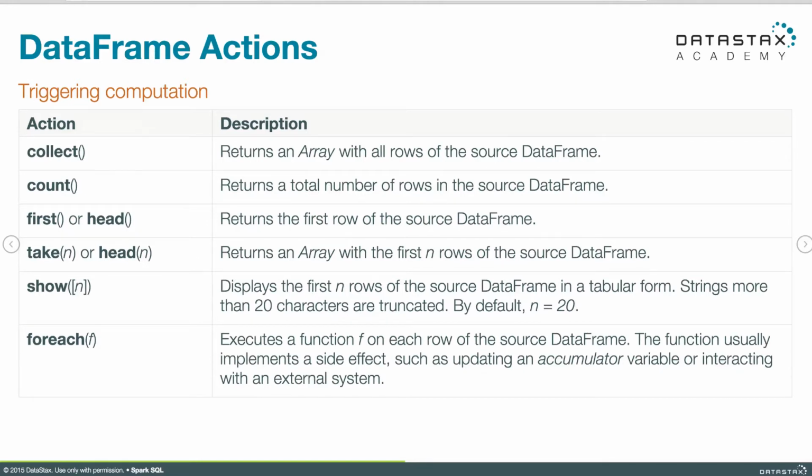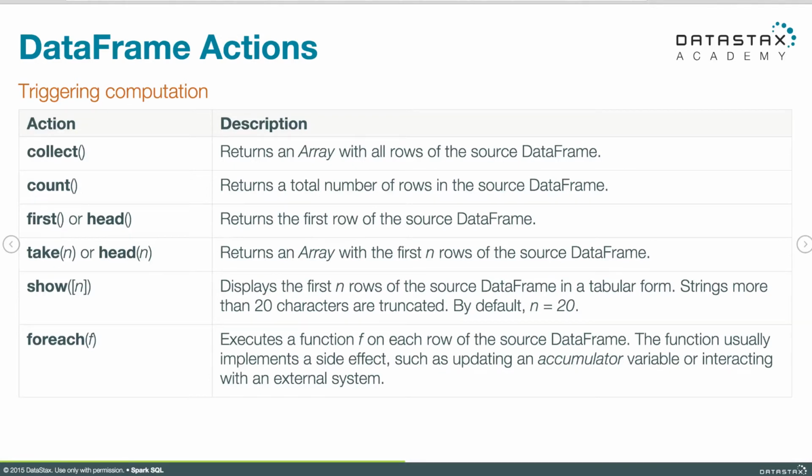Take is sort of the big brother to first. That's going to allow you to get the first n rows from the data frame. Show is kind of the human readable version of that. It's going to let you grab the first n rows out of the data frame and display them in tabular form. It actually returns a string. So if you're using this from the Spark shell, it's a very, very nice hacking or debugging kind of method.